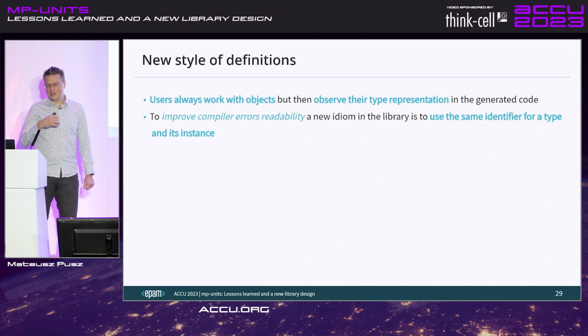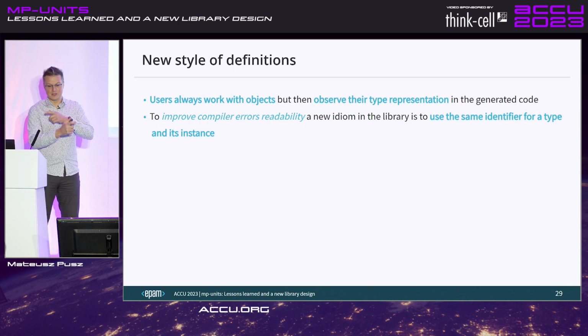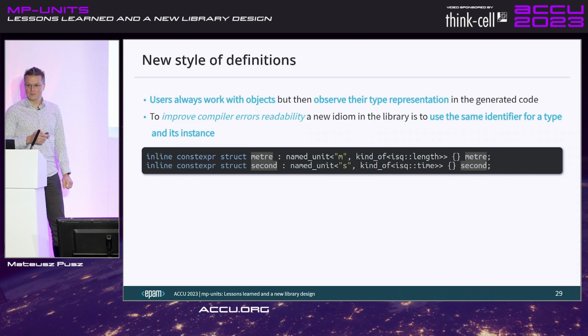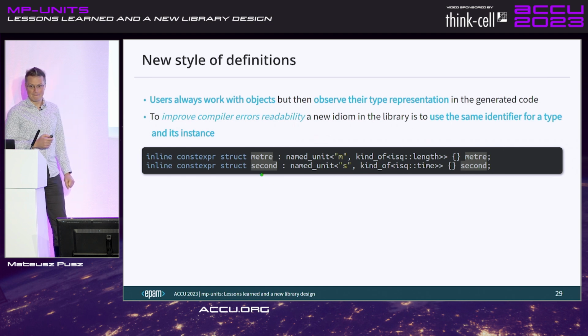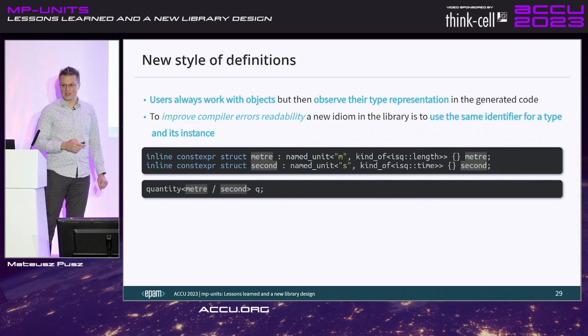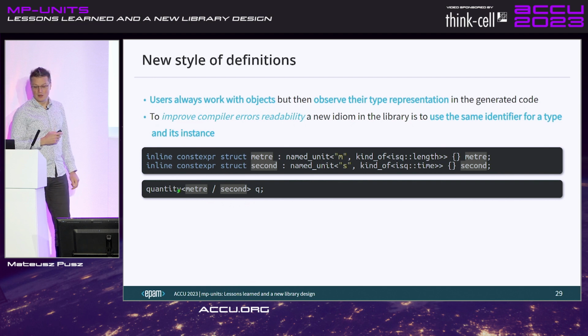To improve the readability of compile time errors and be able to match the implementation with the compile time errors, I actually use the same identifier for the type and for the object. This is allowed by the language. So this is object meter of the type meter, and the object second of the type second. And I can type things like this: quantity meter per second. This is possible only in C++20. This creates a value, and I initialize quantity with a value of some type.